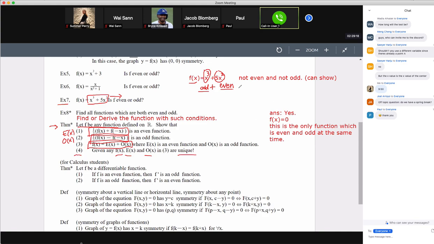And for example 7, this is it. The odd function is x cubed, plus the even function 5x squared. There's no other way to break this up in a different way. This is odd and this is even, and that's the only way to separate them as even and odd. So this is the interesting one. For calculus students, we're not there yet, but we will be getting to this, and we will get into a concept called a derivative.